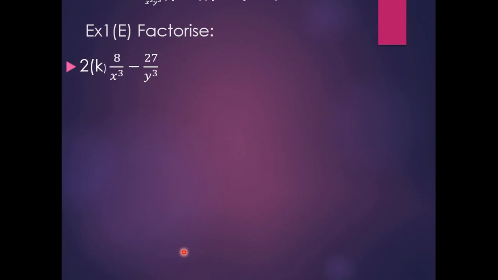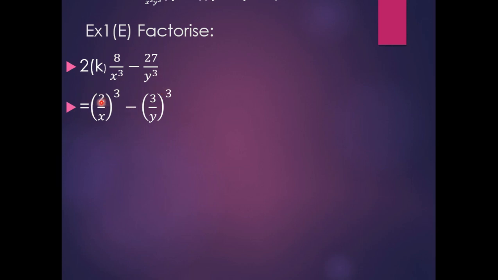Now next question, we have to factorize. Here our question is 8 over x cube minus 27 over y cube. This can also be expressed in a cube minus b cube form. In place of a we have 2 over x whole cube, and in place of b, 3 over y whole cube. 8 equals 2 times 2 times 2, so we can write 2 whole cube, and 27 means 3 times 3 times 3, so we can write 3 whole cube.